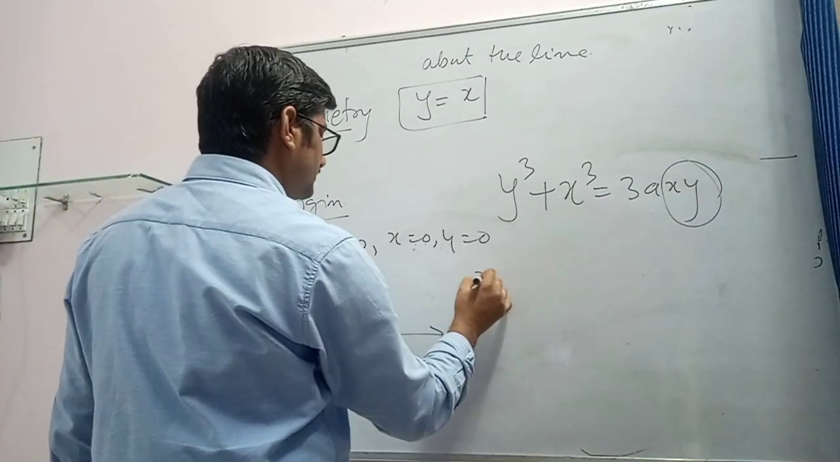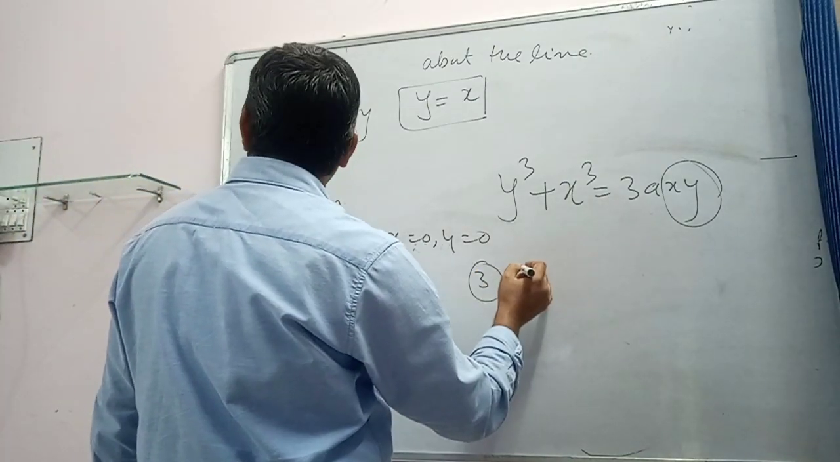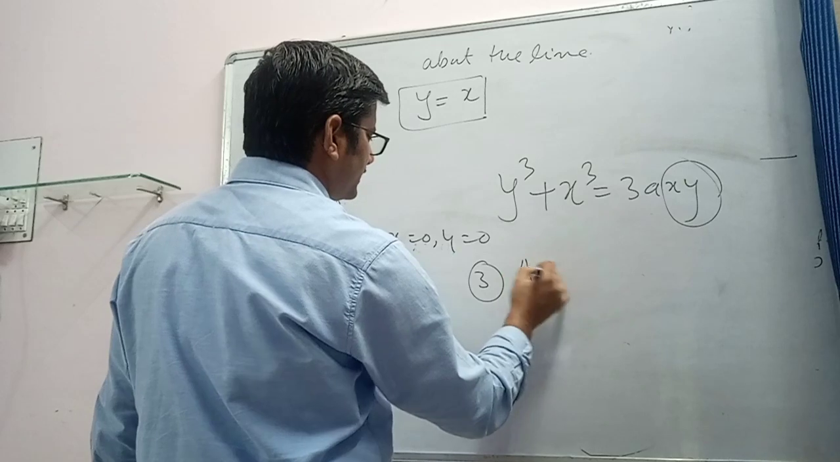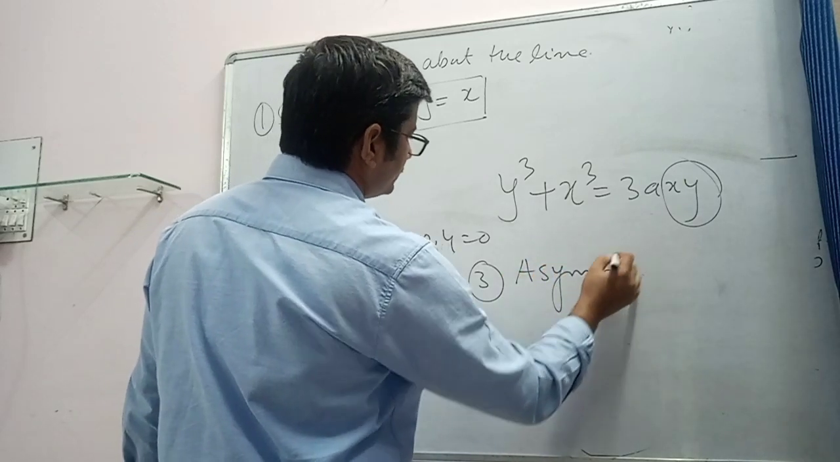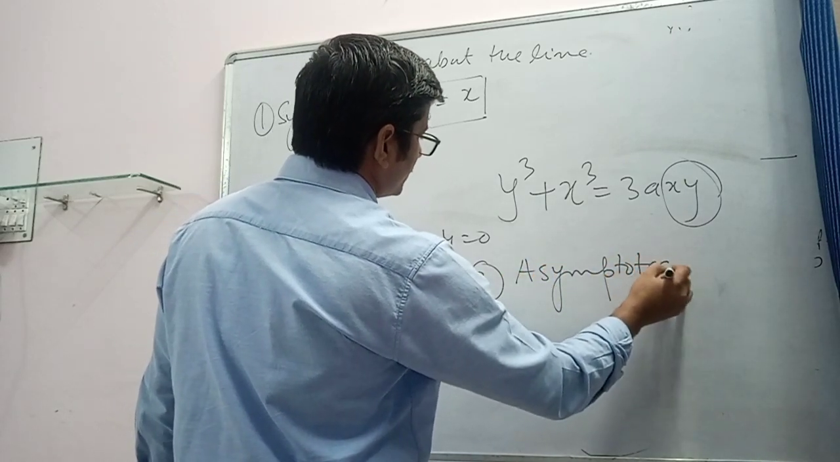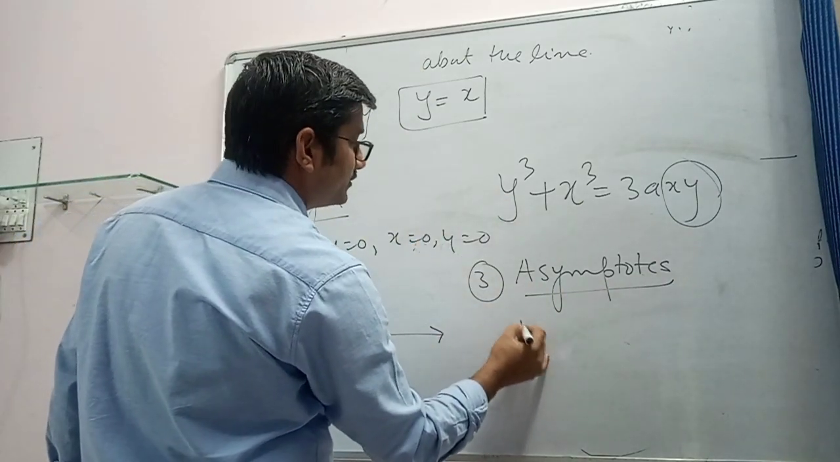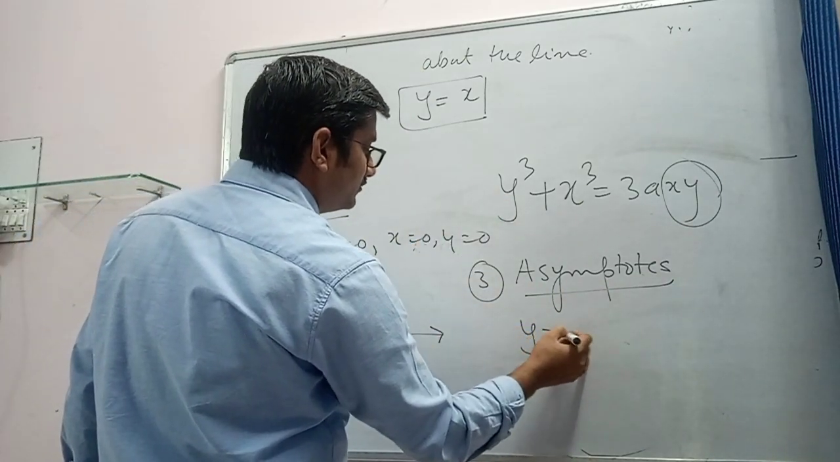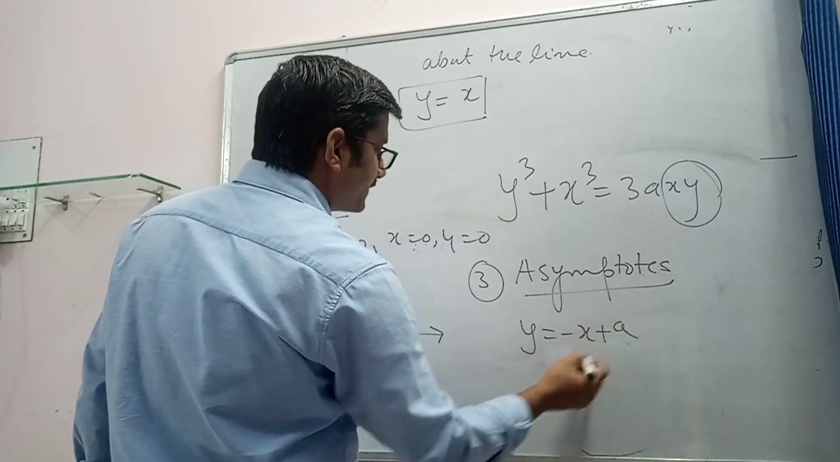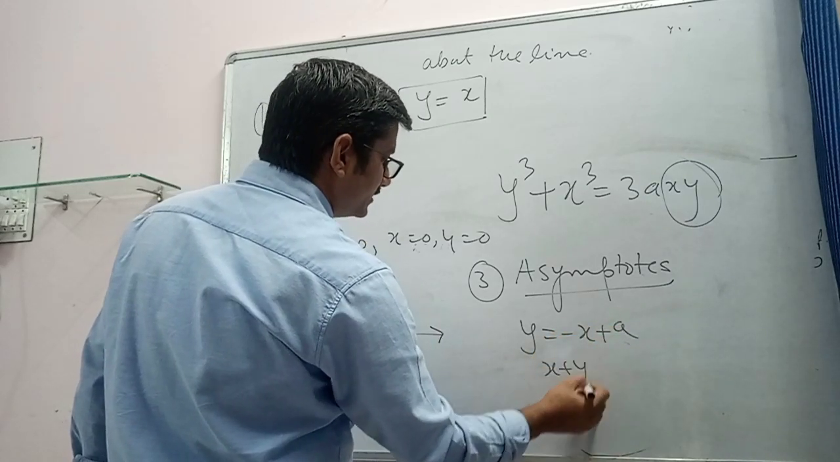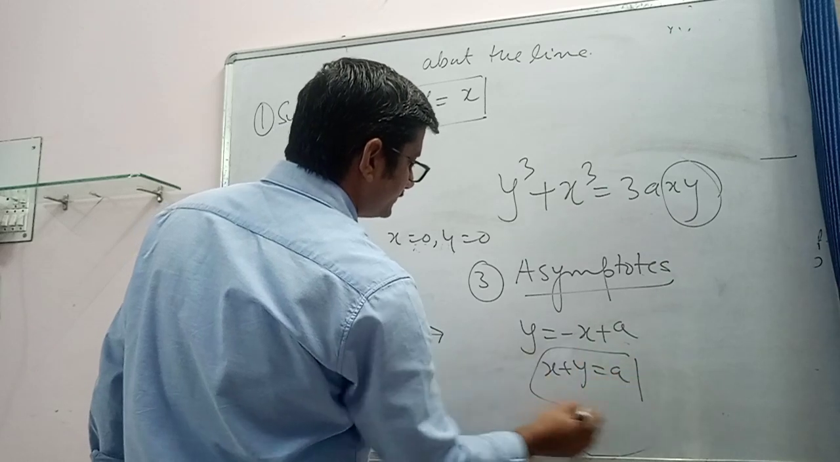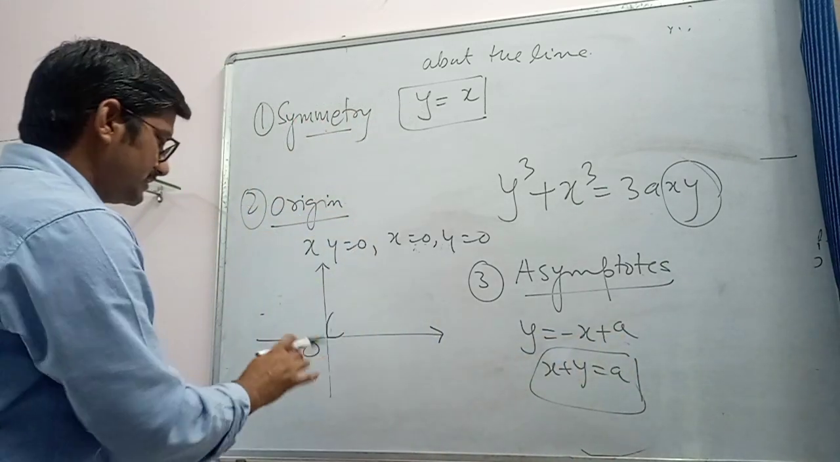Next point is asymptote. Okay, let us check asymptote. So we have already discussed its asymptotes. So it has only one asymptote, y is equal to minus x plus a, or x plus y is equal to a. Means it has this asymptote.